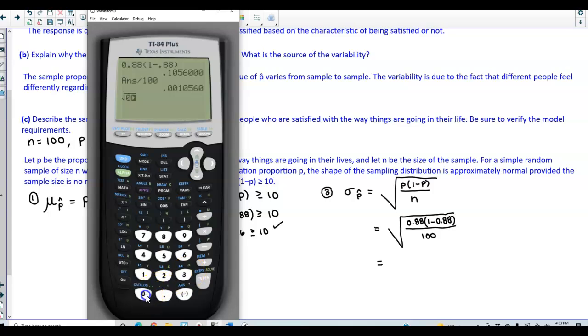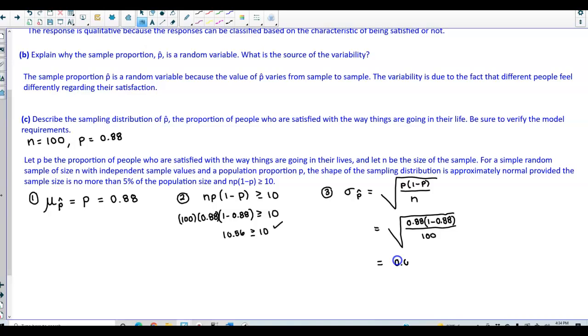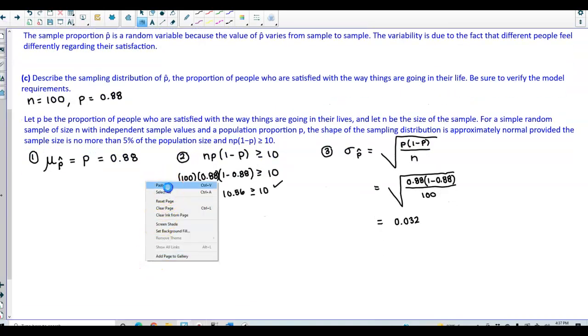We can put in 0.0010560, and then press enter. Now let's round this to 3 decimal places, and we get 0.032. So we get 0.032. And so therefore we can answer the following.